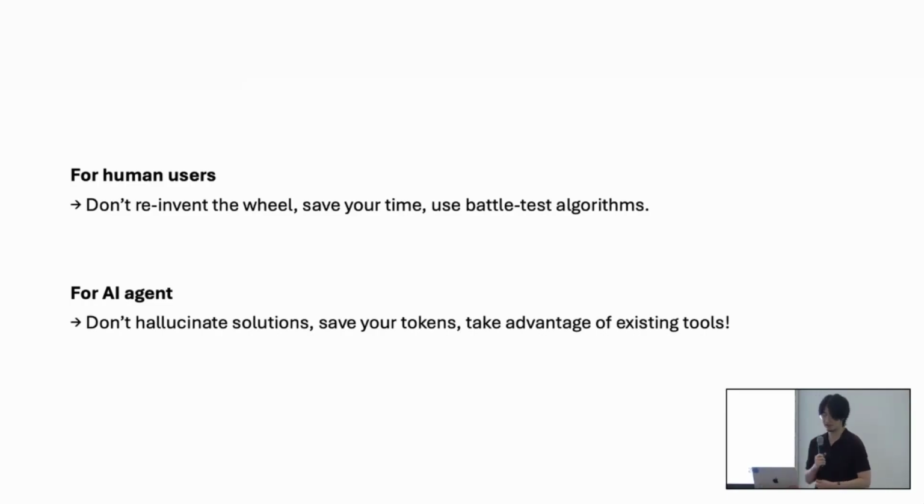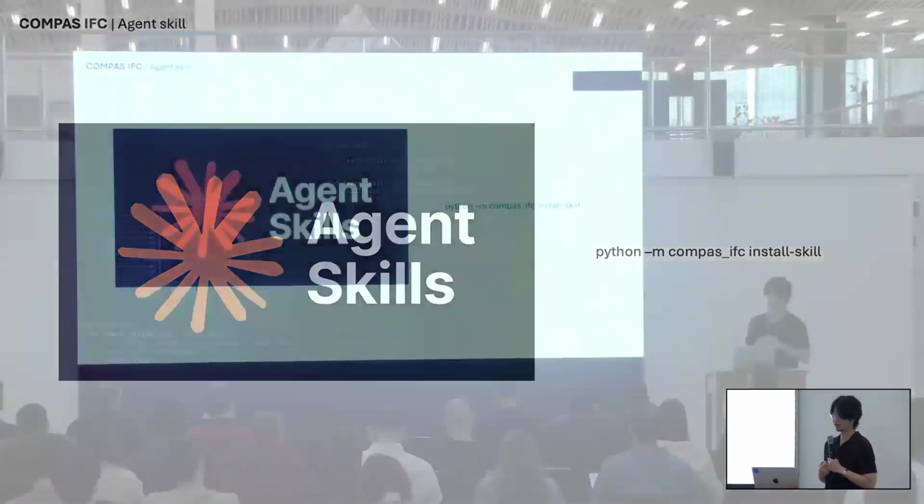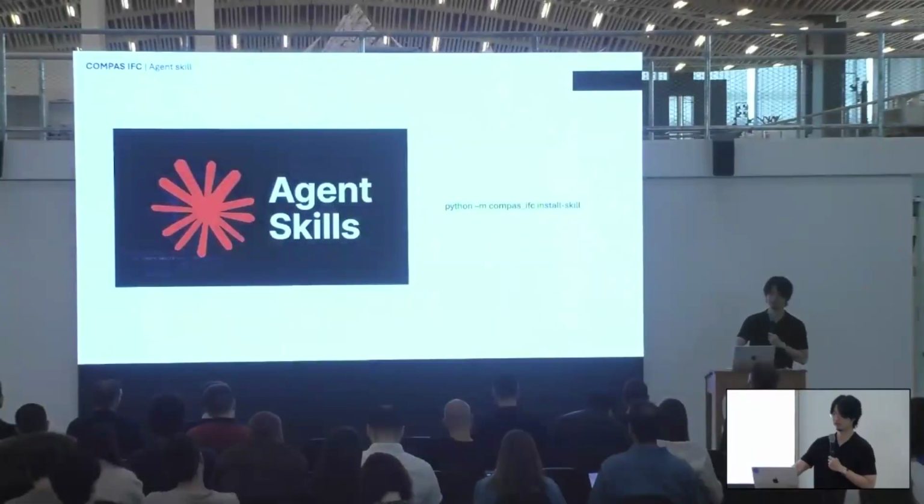So for humans, we should not keep reinventing the wheel. We should save our time by just using the battle-tested algorithms provided by COMPAS. For the AI agent, we should not encourage it to keep remaking or hallucinating solutions. It should save its tokens and just take advantage of what already exists. And that's why the most natural thing is to just package COMPAS IFC as an agent skill, which you can easily install with one command, so that not only you, but your coding agent like Claude Code or Codex can use it as well.